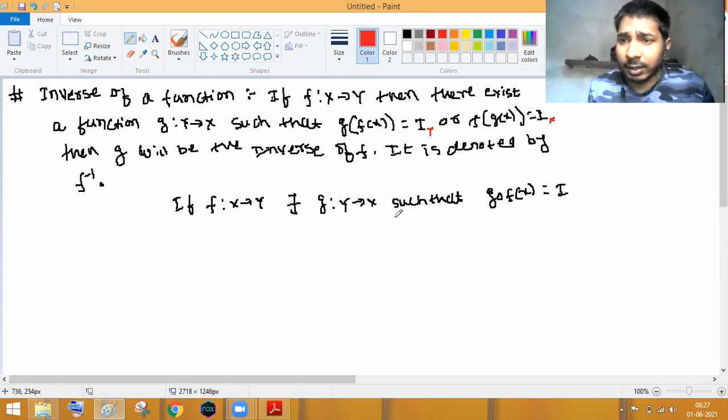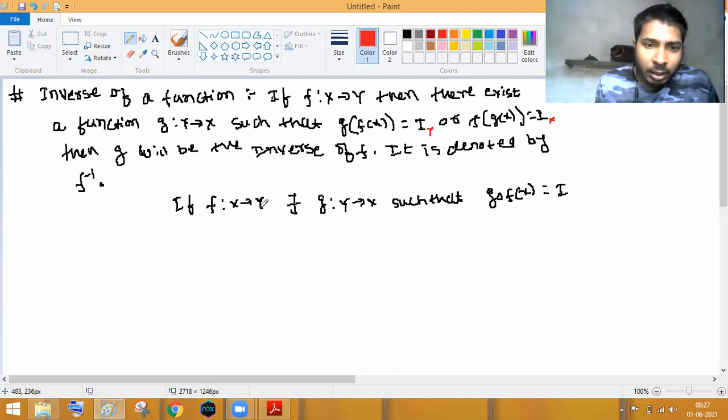What is the reason behind that? Can we say that this is your f of x? If you have f such that x to y, can you say that y equal to f of x basically? Yes. If you have g from y to x, can we say that x equal to what? x equal to g of y. Yes, g of y.